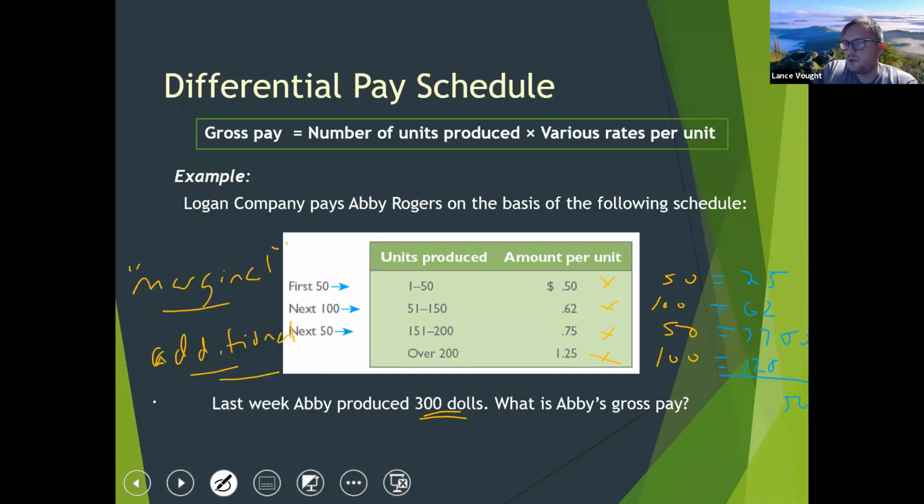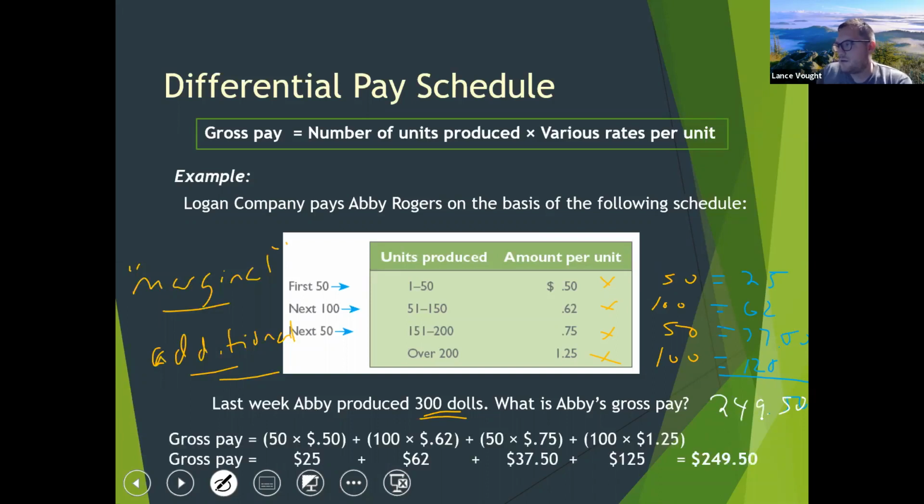So when you add that all together, you get 50 cents on the end. Okay, 50 cents for that. And then 125 plus 37 is 162. Plus 62 is 224. Plus 25 should be 249.50. So again, you have to attribute the values based on the ranges.